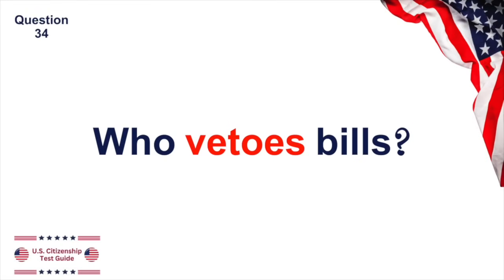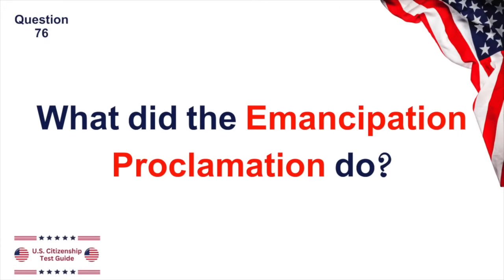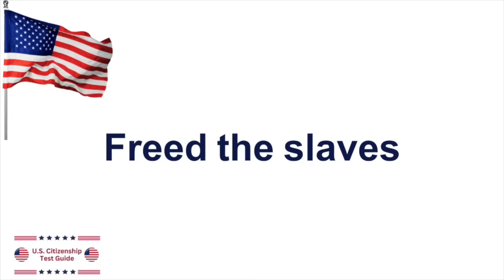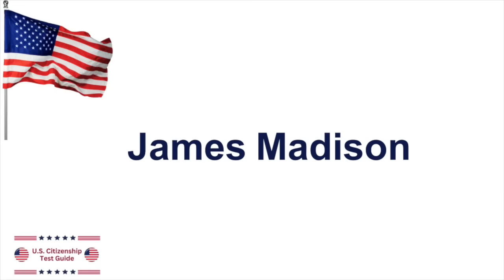Who vetoes bills? The President. What did the Emancipation Proclamation do? Freed the slaves. The Federalist Papers supported the passage of the U.S. Constitution. Name one of the writers. James Madison.